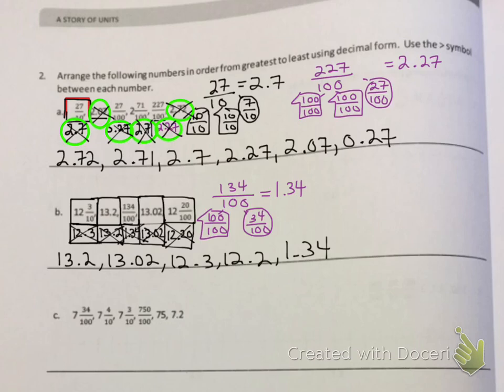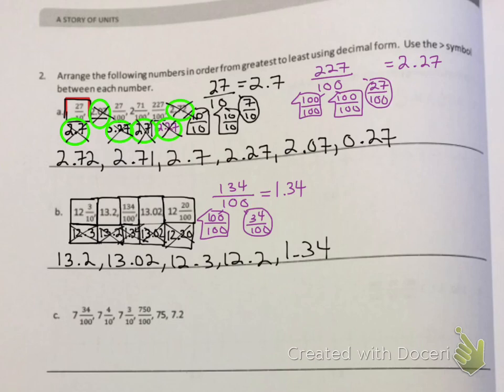Awesome. Okay, what I want you to do is I want you to try C on your own. So you're going to have to change each of these into decimals. So I want you to try it on your own, just like we did together on the last problem. I want you to make these into decimals. So pause the video, work on these, do your best, and order them from greatest to least.